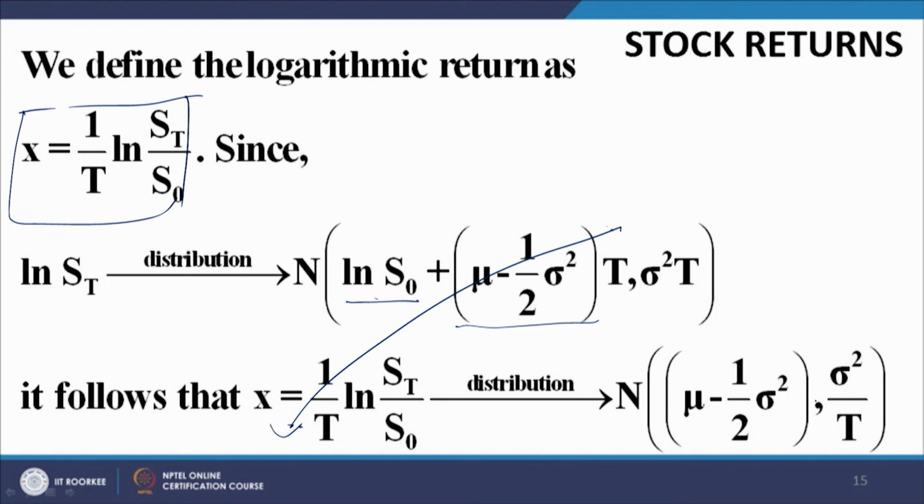So, let me repeat, what I have done is simply a rearrangement, nothing more, nothing less. We know that log S t is normally distributed with a mean of log S naught plus mu minus 1 by 2 sigma square t and a variance of sigma square t. We take this log S naught to the left hand side and we divide throughout by t, and when we take t within this normal function, the mean is divided by t and the variance is divided by t square, and that is precisely what we have in this box.